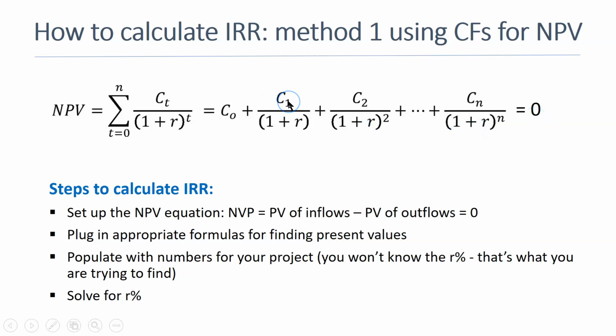We populate it with numbers from our project. We plug in the values for each expected cash flow, which we forecast for a particular period, plug in the number of years, and we then solve it in order to find this unknown R. We won't know the R, we won't know the rate of return or discount rate. This is what we are trying to find. It might sound complex, but in fact it's not that difficult. Let me show you an example.